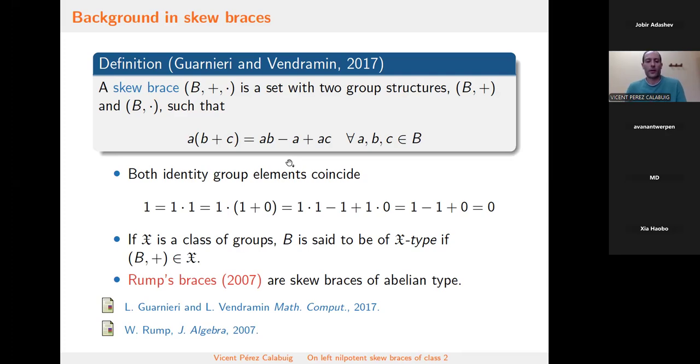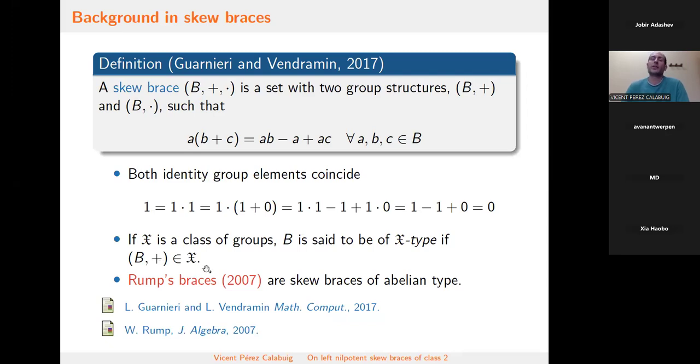We have two groups, so we have two identity elements, one for the multiplicative group and 0 for the additive group, but it turns out that, applying this distributivity property, both identity elements coincide. We are going to denote it by 0, because somehow the additive group plays a dominant role in the study of skew braces. Indeed, if X is a class of groups, then a skew brace is said to be of X type if the additive group belongs to X.